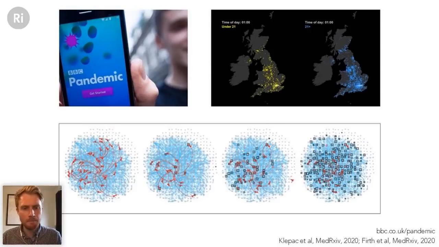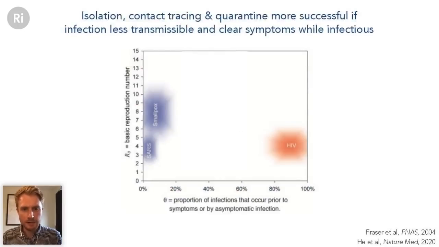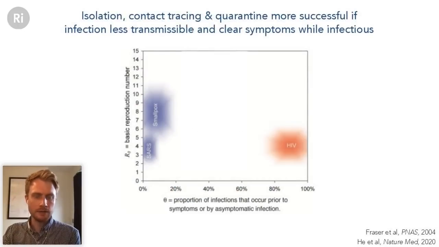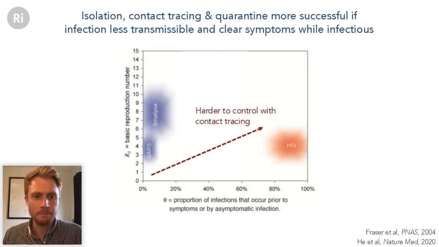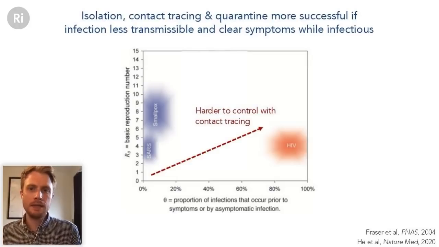And there's a paper published a few years ago, just to show you an illustration of this, from back in 2004, but I think it's a really nice illustration of the challenge that's faced with contact tracing. So on the vertical here, you've got the reproduction number, as I've talked about already. And along the bottom, it's the proportion of infections that happen either before people show symptoms or without symptoms. And essentially, as you move from the bottom left to the right, contact tracing becomes harder, because by the time a case appears with symptoms, transmission has probably already occurred.